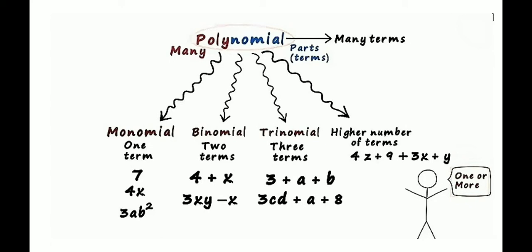The examples for monomial are 7, 4x, 3ab square. Binomial: 4 plus x, 3xy minus x. Trinomials: 3 plus a plus b. One more example, 3cd plus a plus 8.